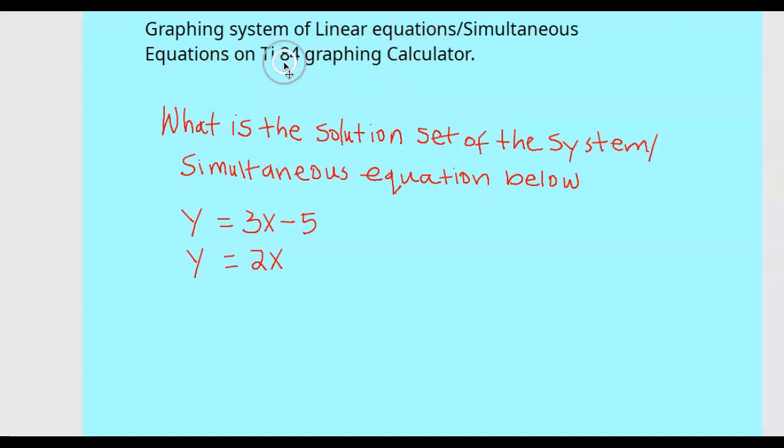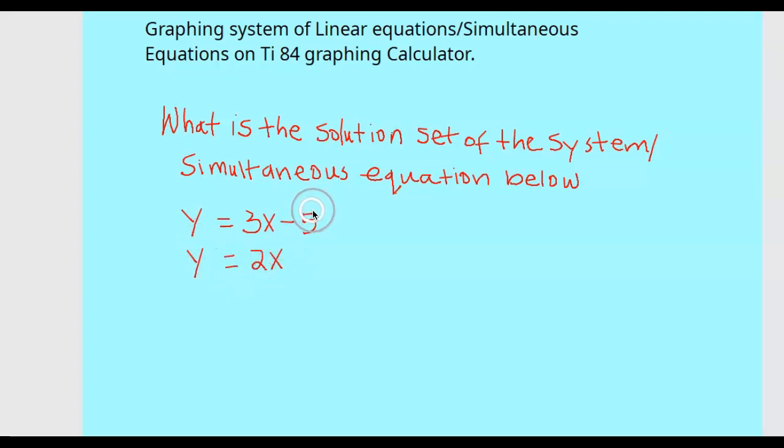So today we're going to learn how we can graph it on a TI-84 graphing calculator. The question is, what is the solution set of the system, or the simultaneous equations, below? We have been given y equals 3x minus 5 and y equals 2x. Here the y is already isolated.